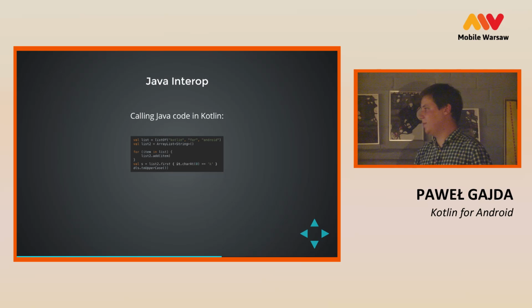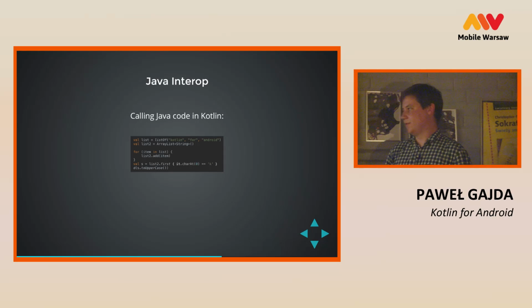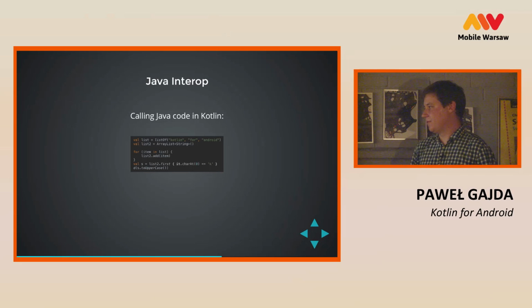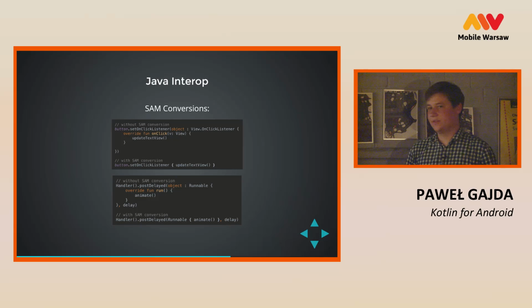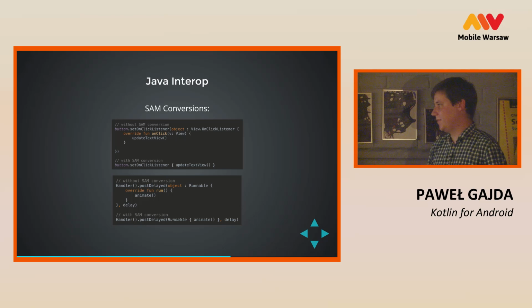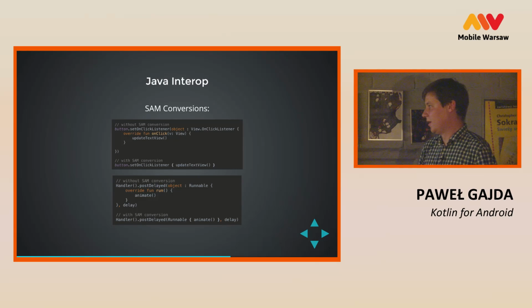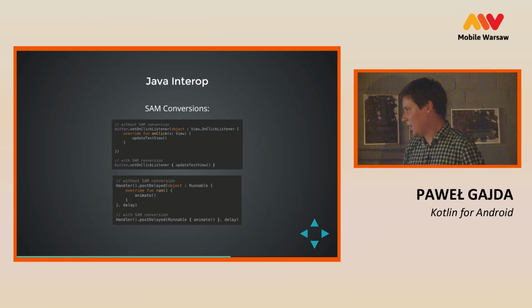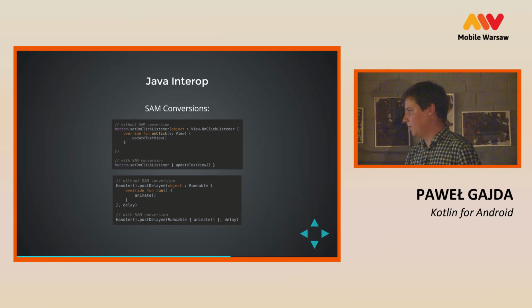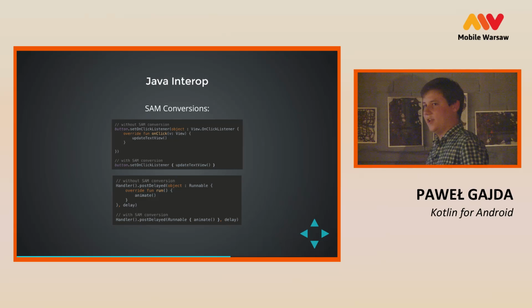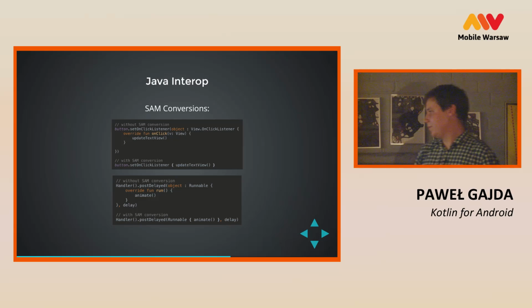Also, the Kotlin standard library consists of very useful extension functions. Kotlin comes with SAM conversions. Each lambda might be converted to an interface with a single method. You can see here two example codes, the first example without SAM conversion and the second with SAM conversion. So it also eliminates boilerplate code.